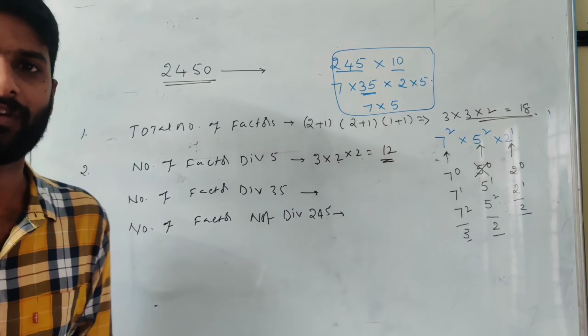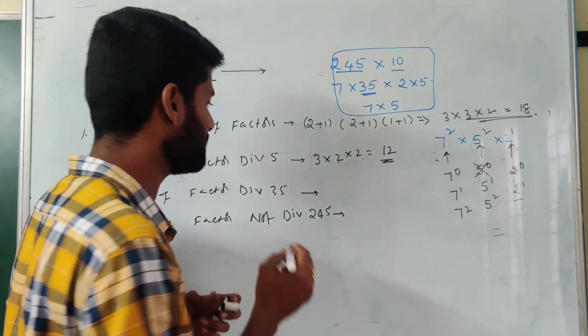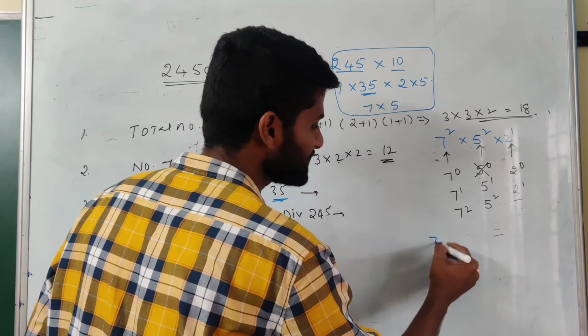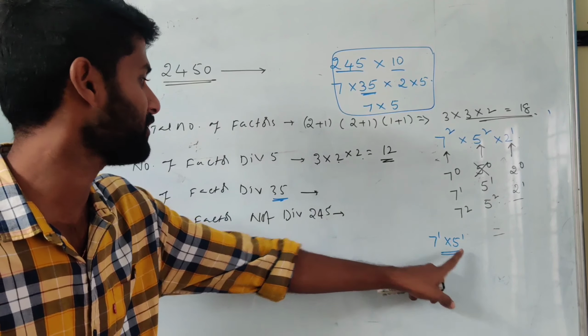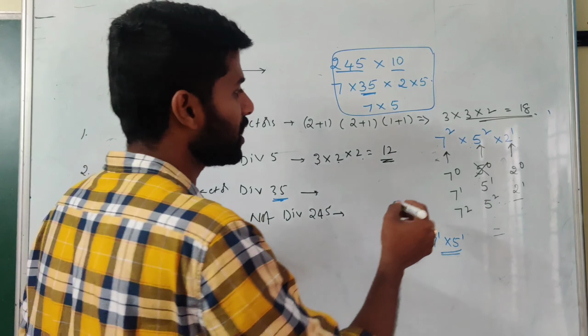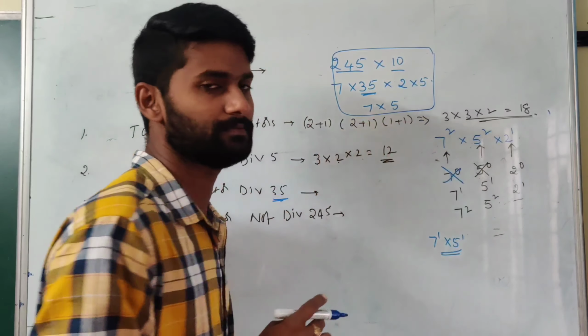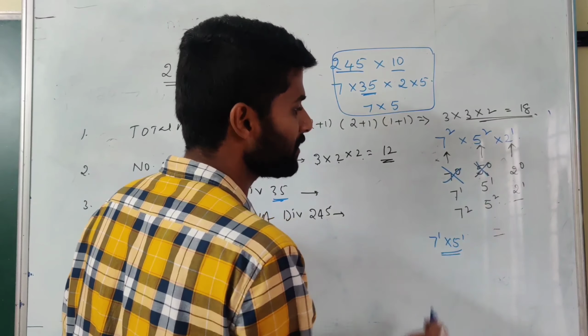Next one. See, the number of factors which are divisible by 35. Divisible by 35 means we require 7 and 5 combined. We require 7 power 1 and 5 power 1. So 7 power 1 and 5 power 1, those numbers are always divisible by 35. See, we do not consider 7 power 0, and we do not consider 5 power 0. So you consider 7 power 1 and 7 square. You consider 5 power 1 and 5 square.